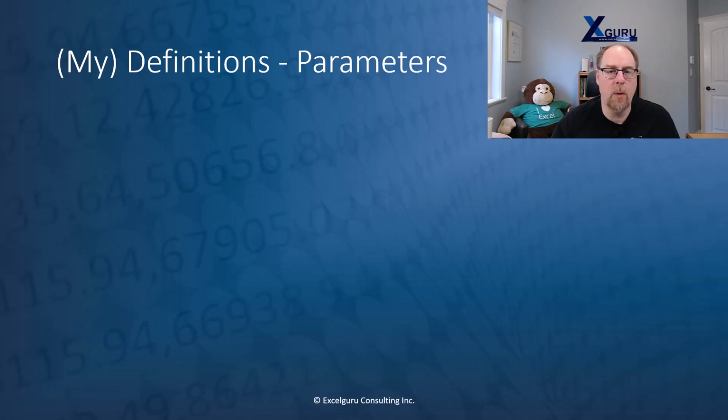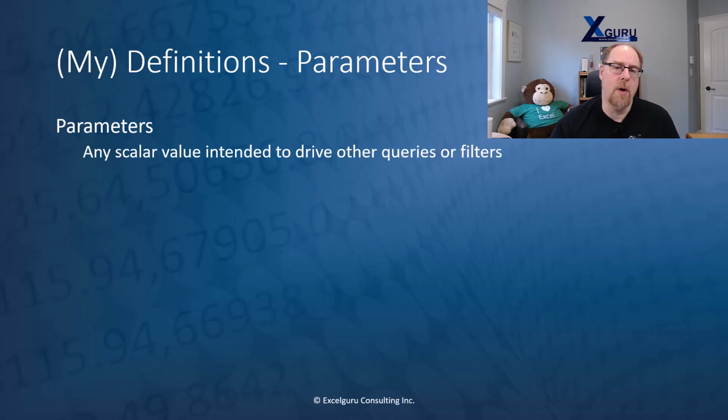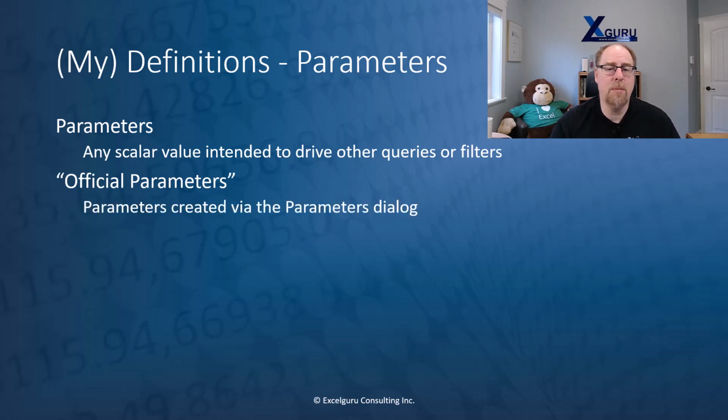All right, so let's talk about parameters now. I have a different definition of parameters than what the Power Query team does. To me, a parameter is any scalar value that is being used to drive another query or filter. That's what it's for. It's a parameter that is being used to dynamically generate content in some way. We also have a term that I refer to as official parameters. And these are the parameters that are actually created via the parameters dialog. And you think, well, that's weird, Ken. Why would you have these 2 terms if the Power Query team's got one called parameters? Why would you think of something differently?